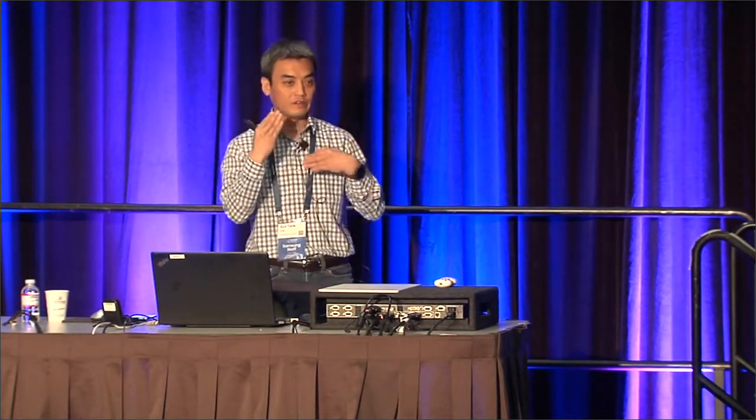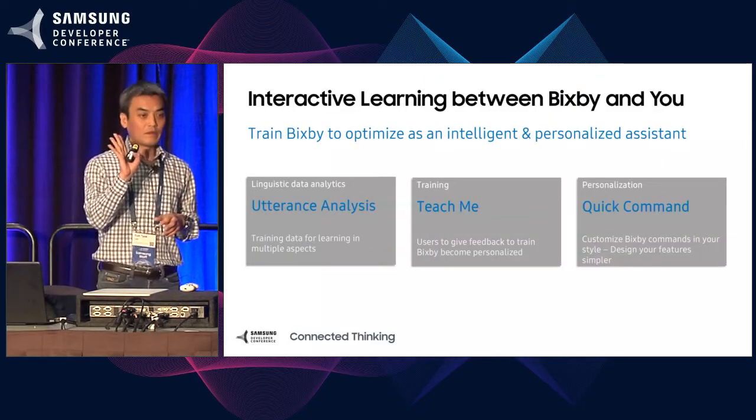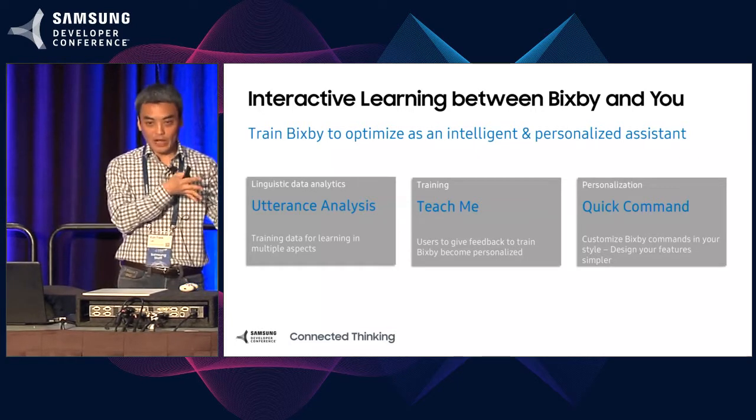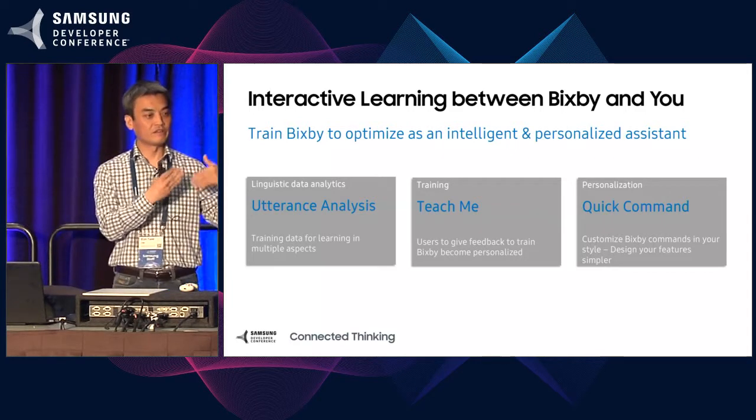And third, even if we train Bixby and Bixby is getting better, it's more for general-purpose users. There are many different users who may use different utterance styles from one another. So we have to think about a personalization experience, in particular in the utterance model. That's what I call the personalized aspect. Basically, we applied these three steps, but we started with utterance analysis first.